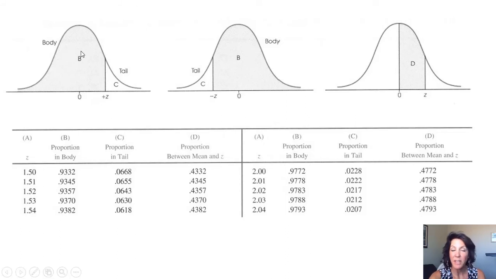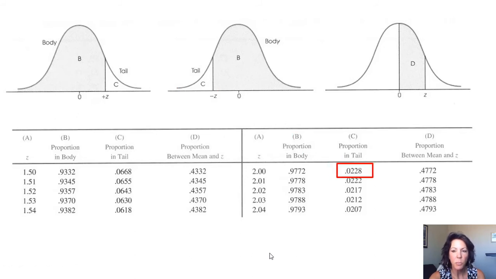So first of all, I have the illustrations. So were we looking for something that looks like column B or column C or column D? Well, we shaded in the tail area, so we're going to be looking in column C. Now, if you will recall, our mean of 94 had a z-score of 2. So I'm going to come to the Z column, I'm going to find 2, and then I'm going to look in column C, the proportion in the tail.